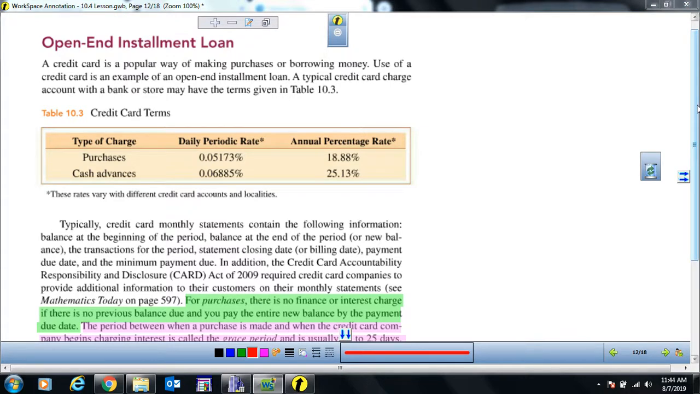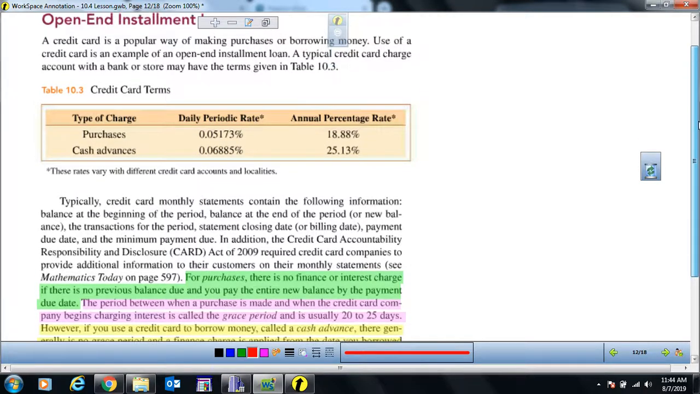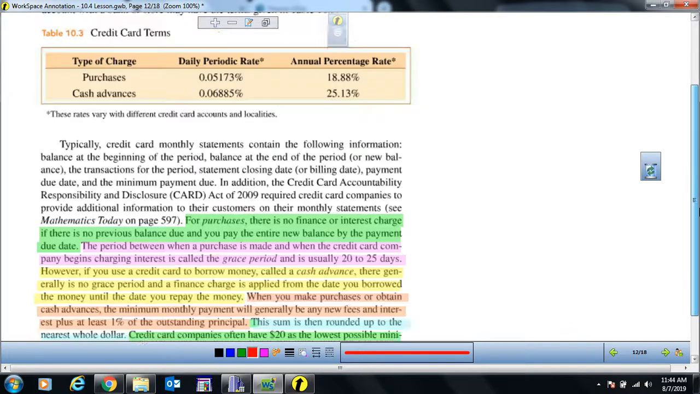So open loans, which we said are more for credit cards, okay? So credit card terms, here we have a little table. Purchases daily periodic rate, so this is the daily rate of interest they charge you for purchases. And for cash advances, this is the daily periodic rate. They charge interest daily and annually. So this is the annual interest for purchases, and this is the annual interest for cash advances.